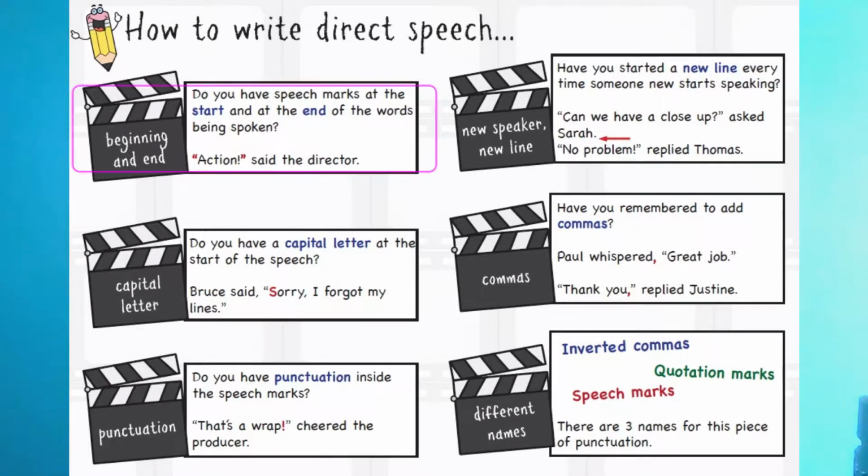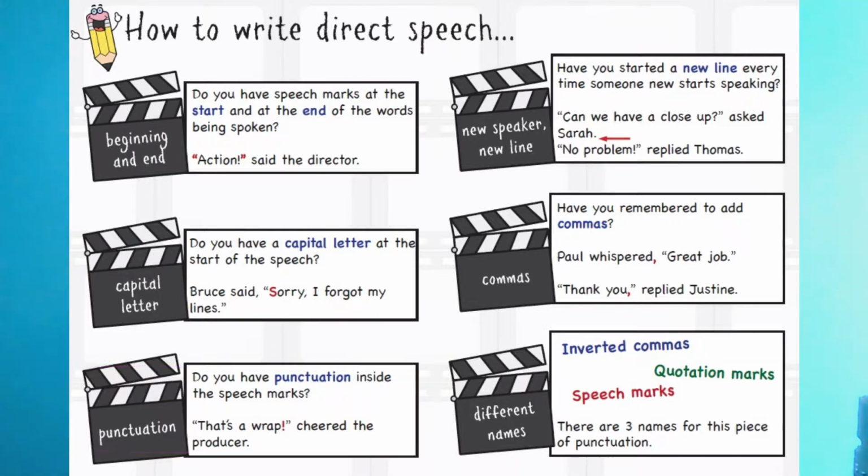Make sure that there's always the beginning and end, notating these with inverted commas, or what you might know as speech marks. Capital letters: at the beginning of all speech, there should always be a capital letter. Make sure that the punctuation is kept inside the speech mark. So you'll see here the exclamation mark is after the last word that was spoken, but enclosed within our inverted commas.